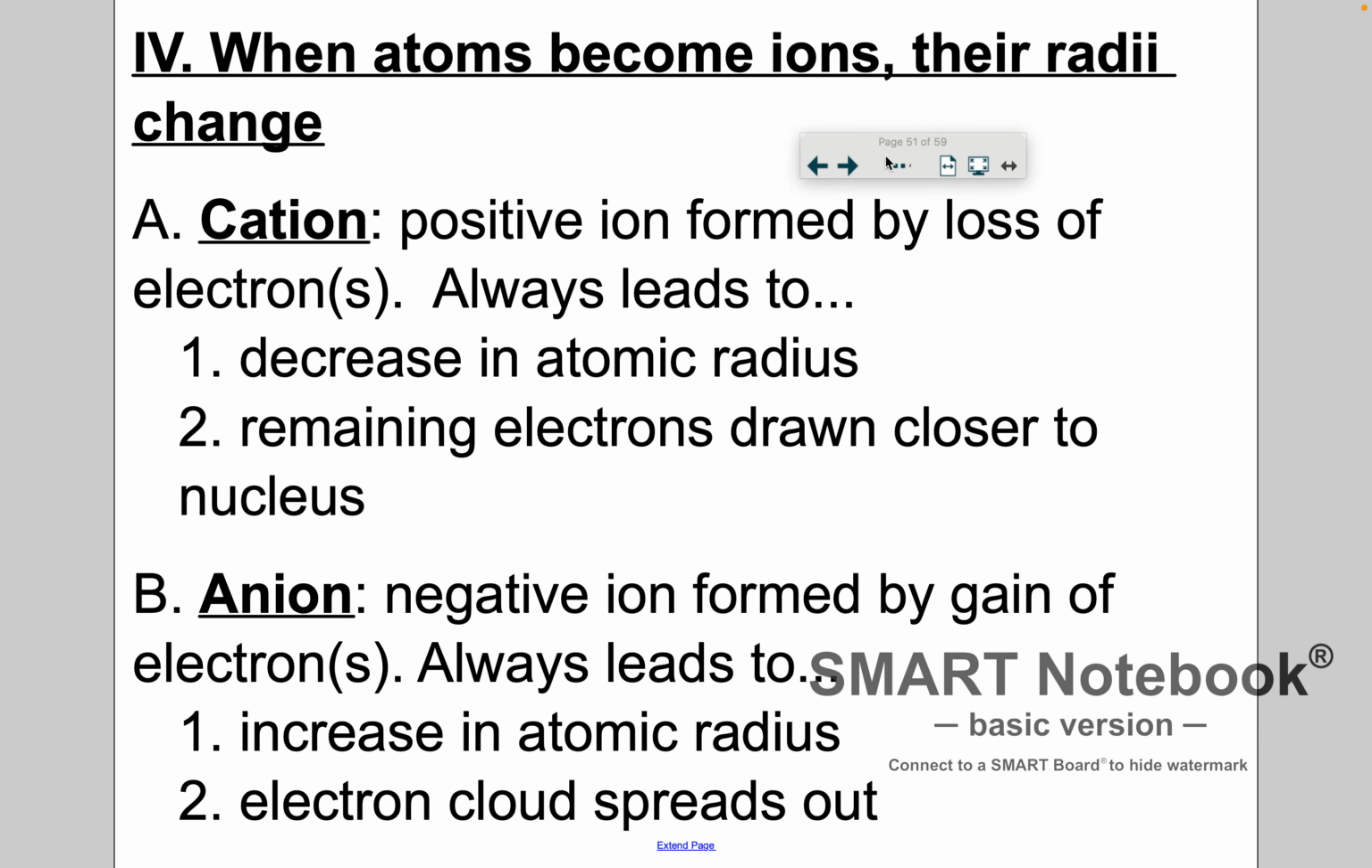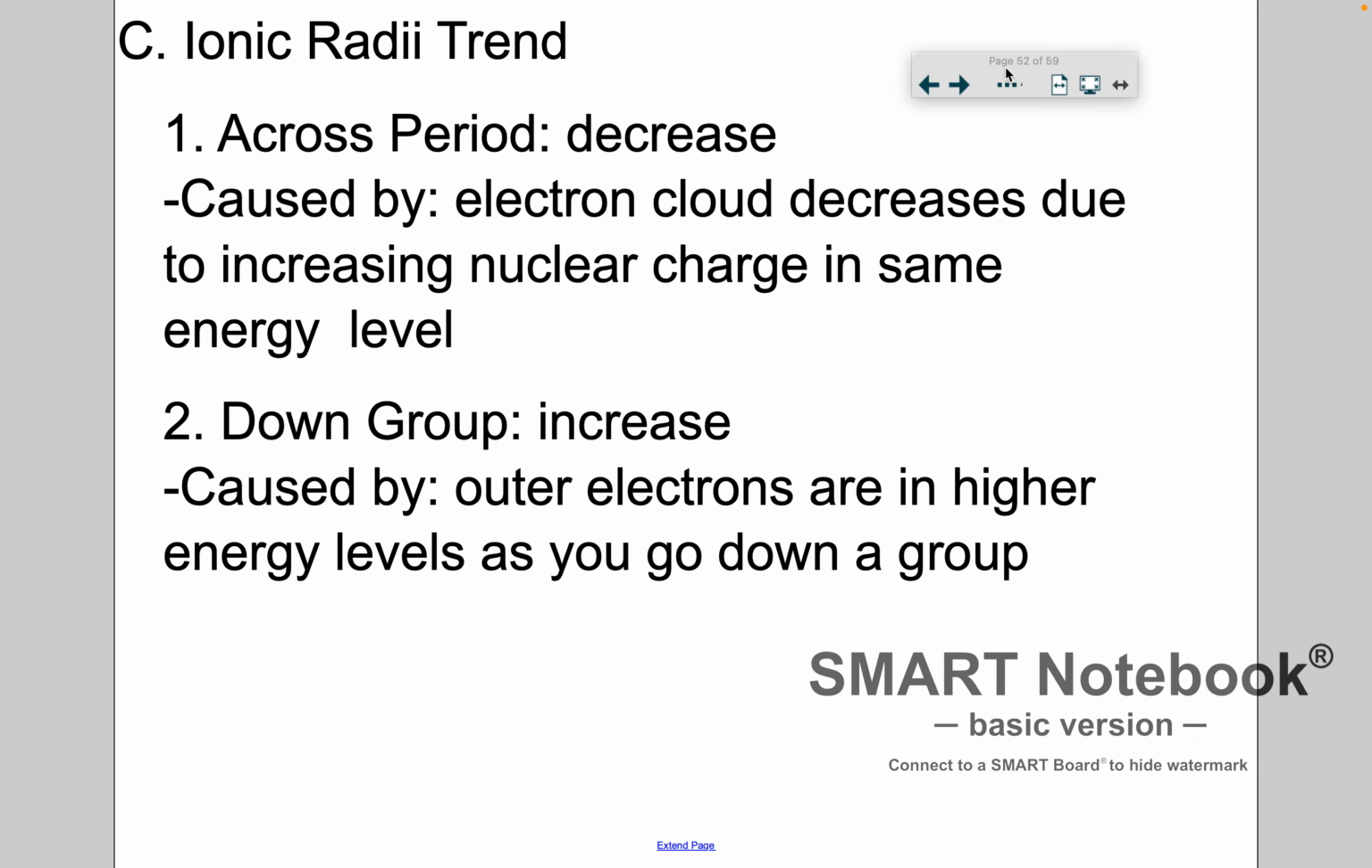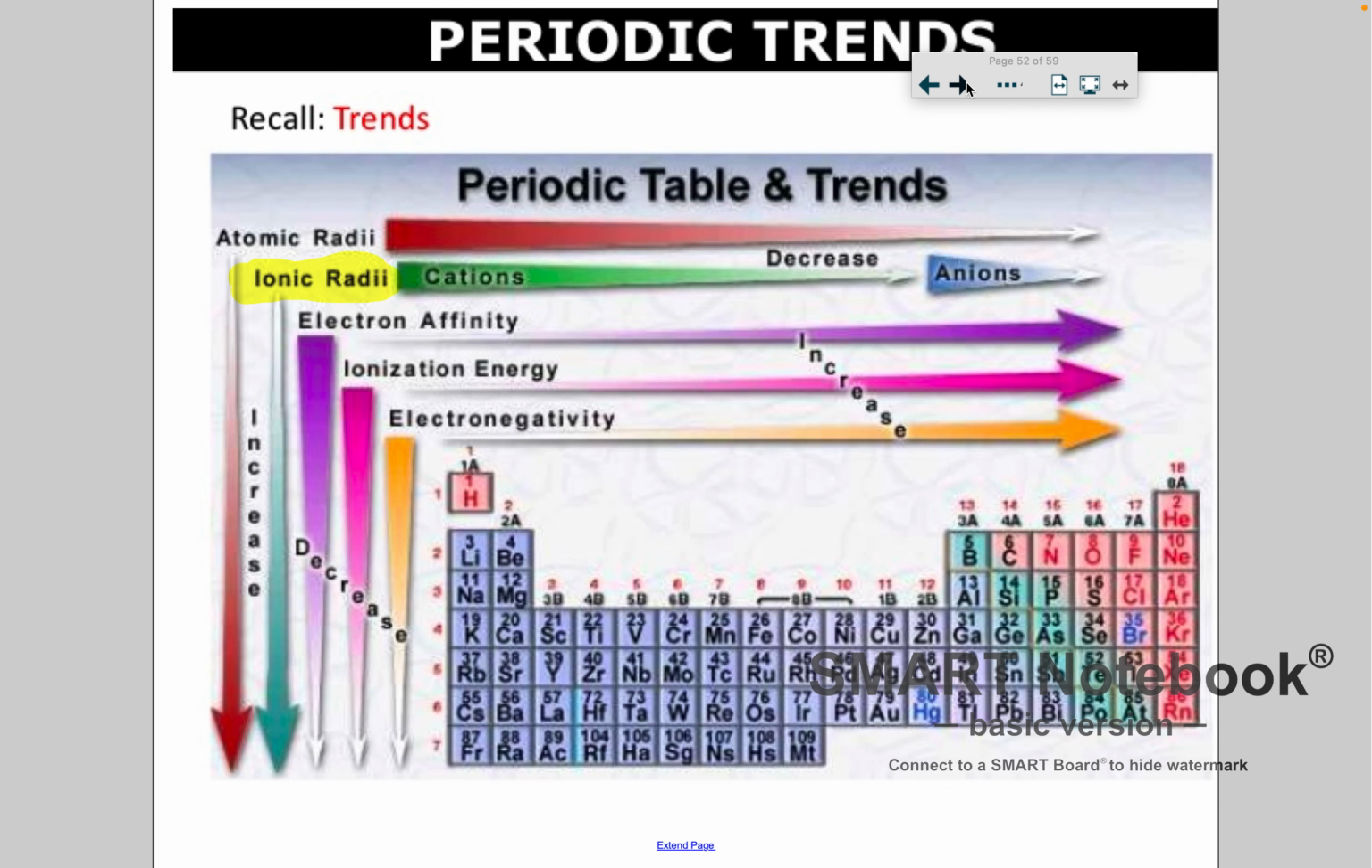So when atoms become ions, the radii do change because it's based on where those outermost electrons are. So cations, because we're losing electrons, we see a decrease in atomic radius, and the remaining electrons are pulled closer to the nucleus. Anions, because we're gaining electrons, will always lead to an increase in atomic radius, and the electron cloud is spreading out. So the ionic radii trend is as we move across a period, it decreases because the electron cloud decreases due to the increase in protons in the same energy level. But when we go down a group, now we're adding energy levels, so it increases.